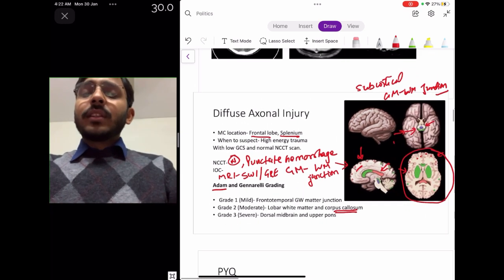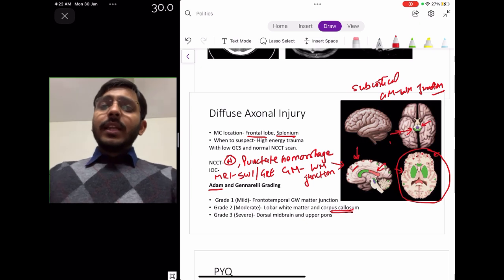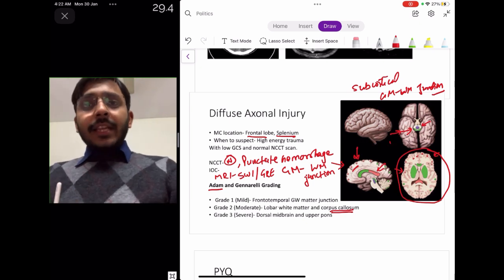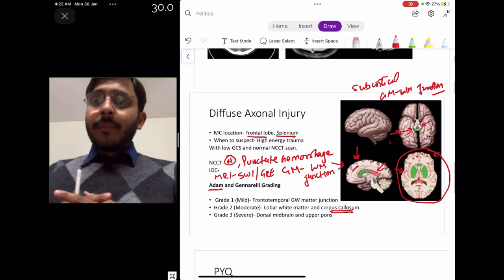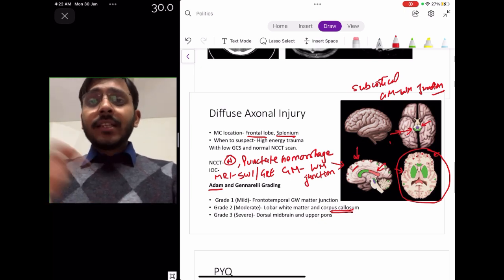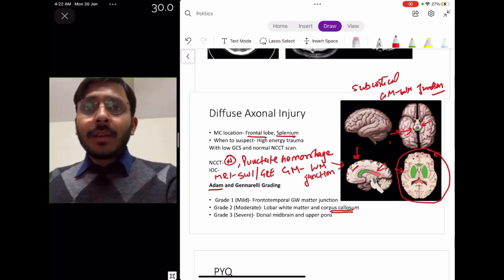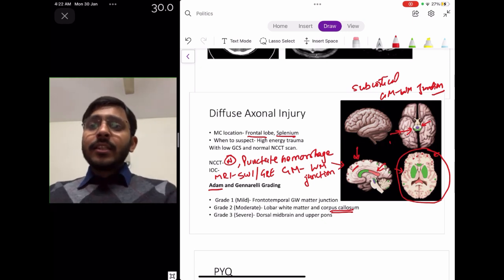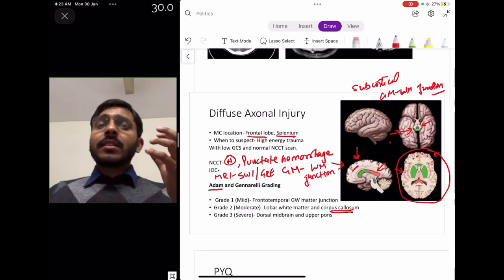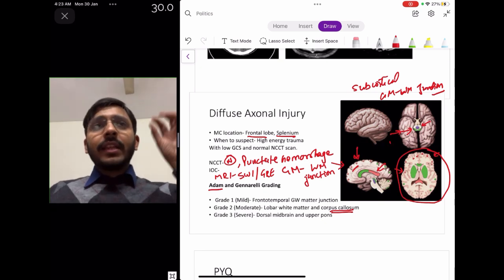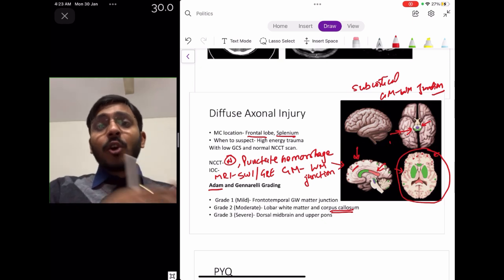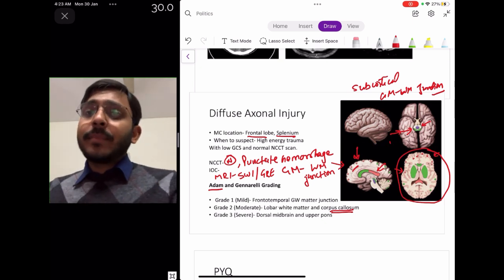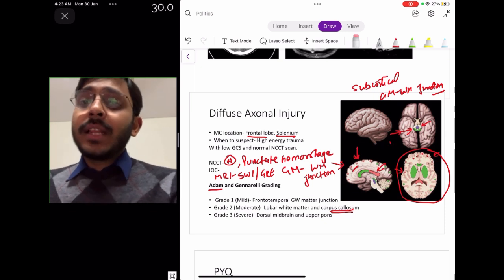Now, when to suspect a DAI? As we saw in the MCQ earlier, you have to suspect DAI when there is a low GCS in a patient who has undergone a high energy trauma and the NCCT is still normal. Usually, what you will see in a high energy trauma with low GCS, the patient will have a lot of cerebral contusions, will have an EDH or SDH. However, if such a low GCS patient has a normal NCCT scan, you expect a diffuse axonal injury.